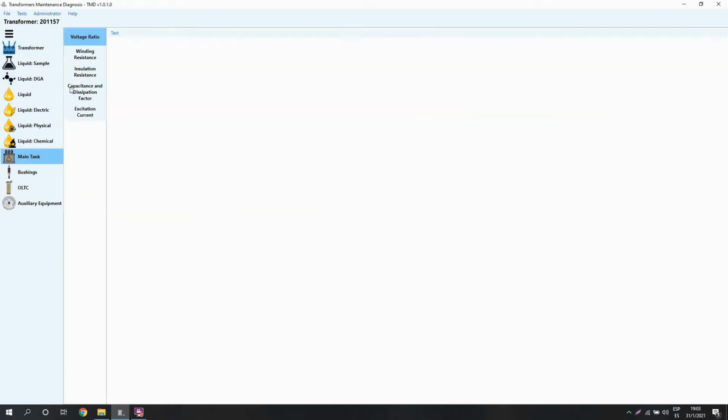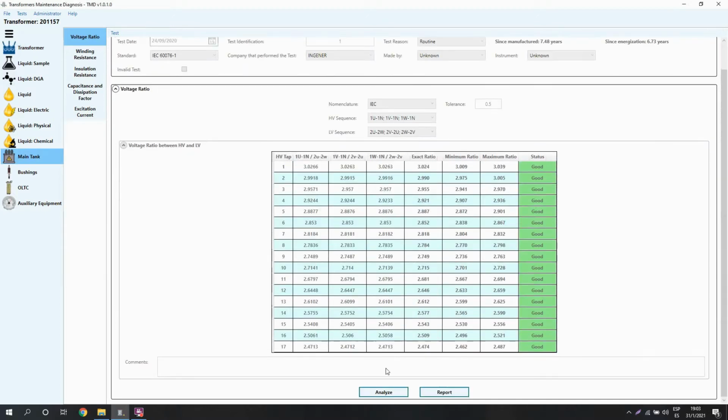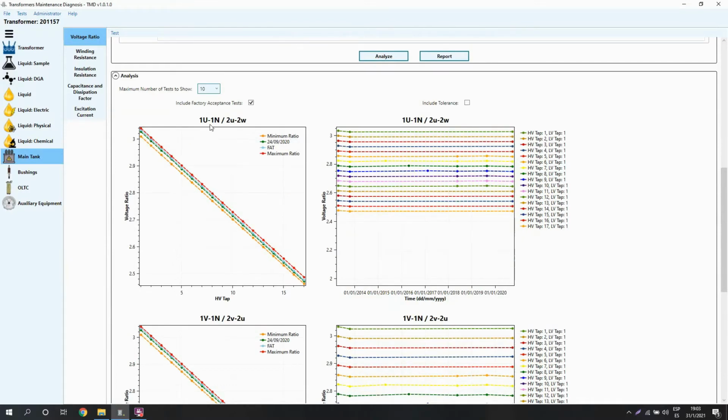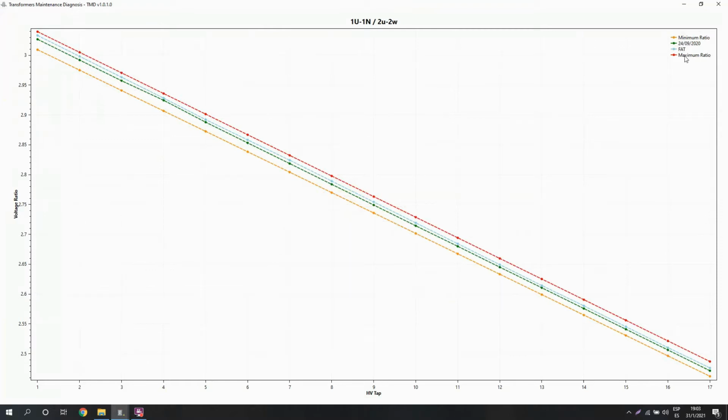Now we enter the electrical tests, starting with the voltage ratio test. We analyze the results, and on the left we have the plots of the voltage ratio as a function of the tap for each of the phases, where the minimum and maximum ratio, the FAT test and the current test appear.